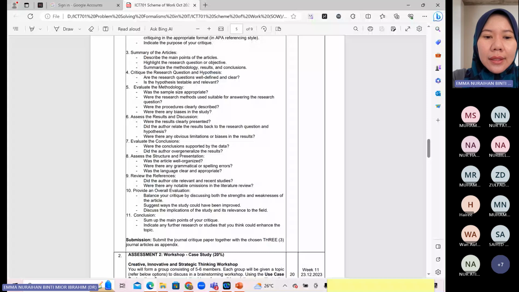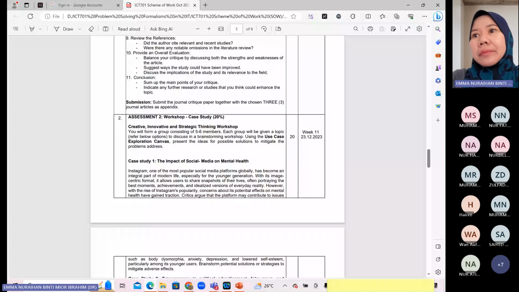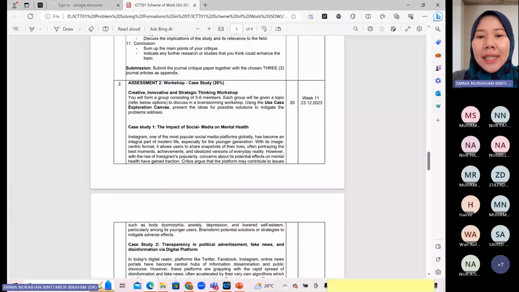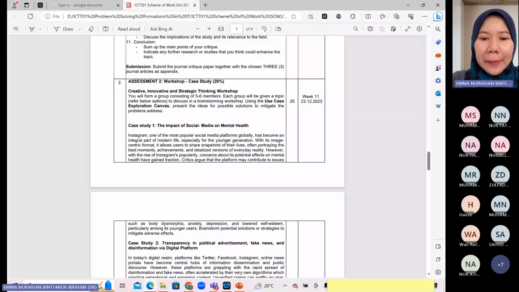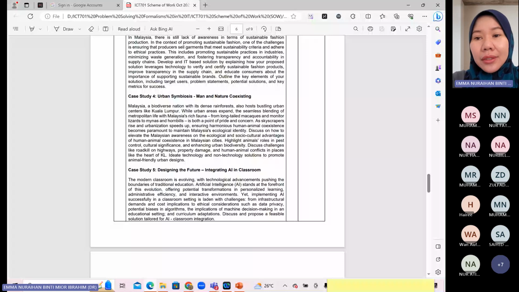So the second assignment will be on the workshop. It's week 11. This workshop is a group-based workshop where you are given a case study. The case study is given here, and you only choose one case study. We will do some kind of voting on which group goes with which case study, but eventually you can see some of the case studies available here for you to think of. And we're going to use the case exploration canvas for the solution. Basically, this case study is the latest issue that you can find in the social media, of course.